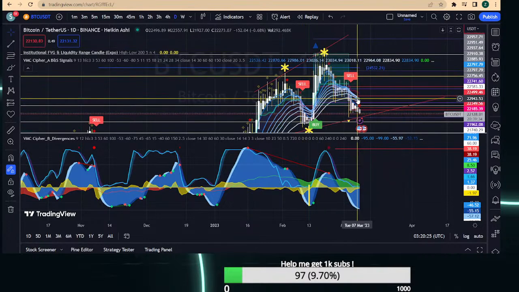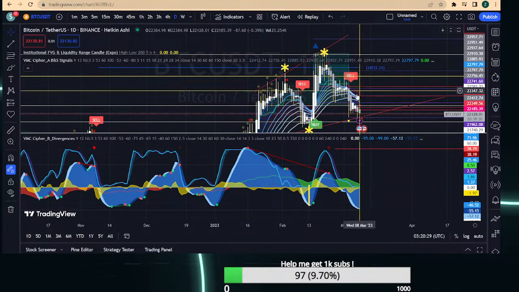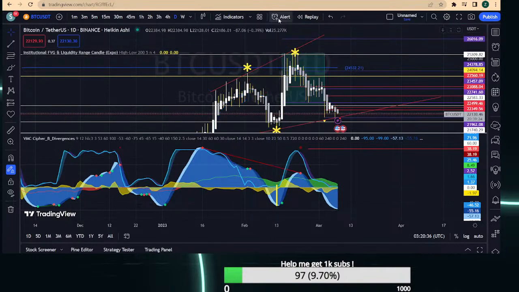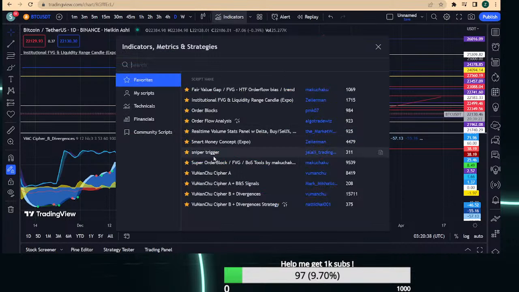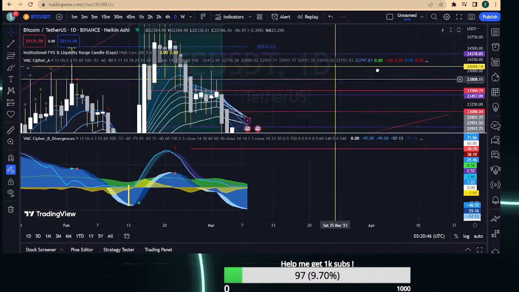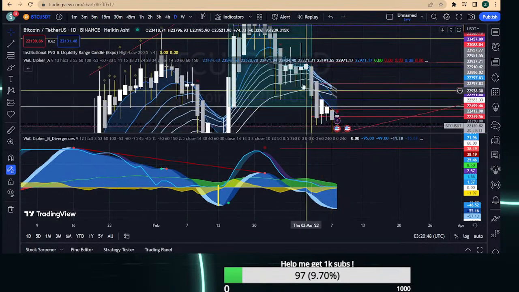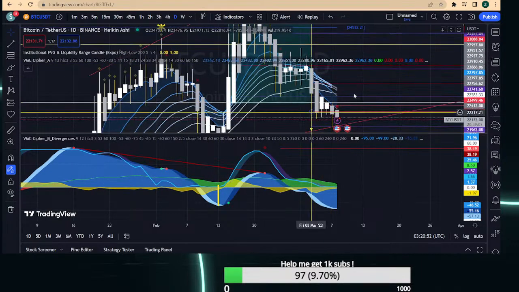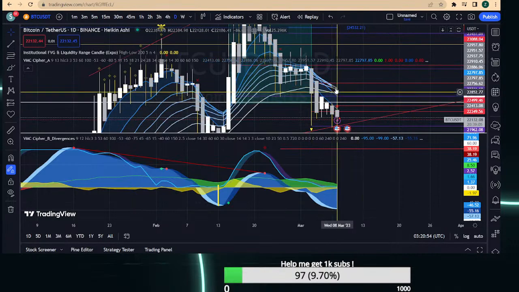Now, this is new, actually, looking at it on the daily. I'm going to change indicators here, so I don't want the signals on. So this one here, VMC Cipher A. You can see these lines light up when it's in a bullish trend, and they go gray when it's in a bearish trend.